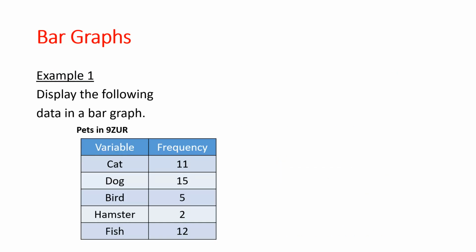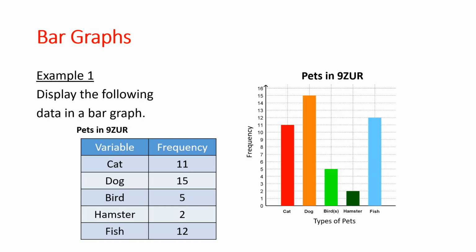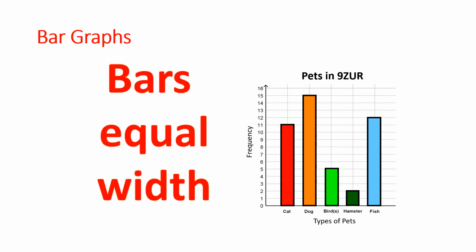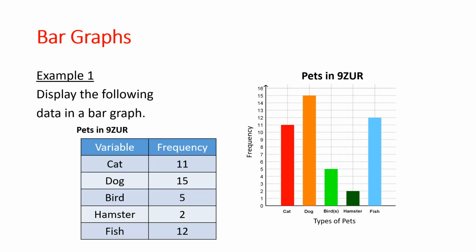Here's our example. We're going to display the following data in a bar graph. We've counted up the most common pets in 9ZUR. Here is the bar graph. We have a title, our labels, and our bars are equal in width.